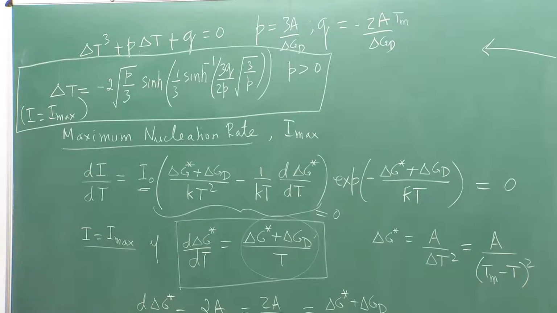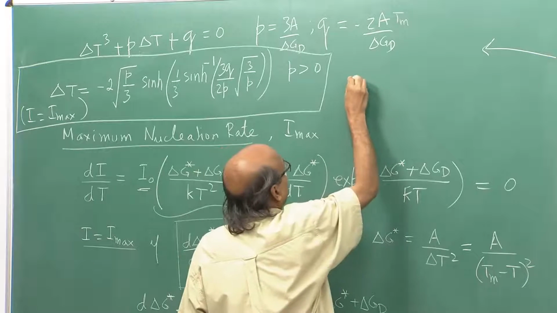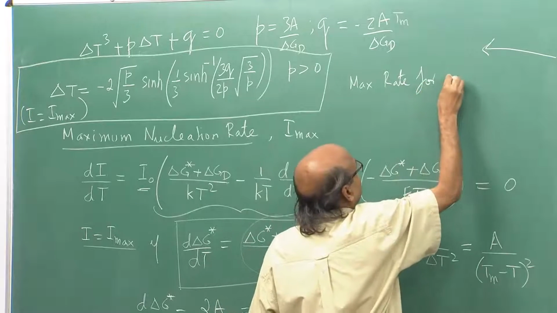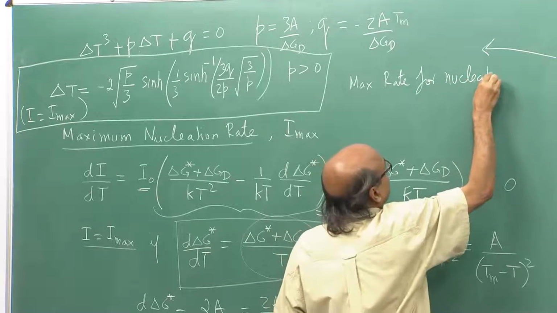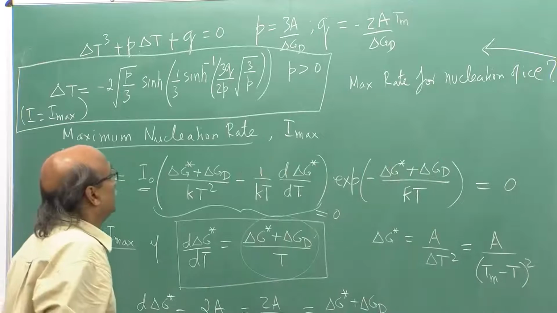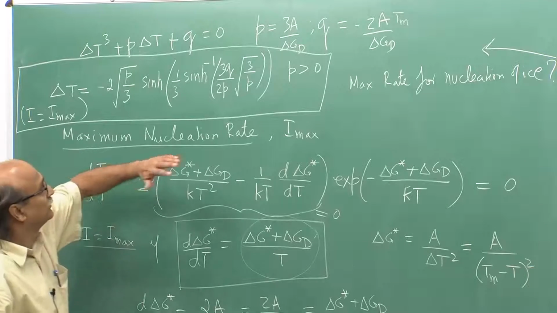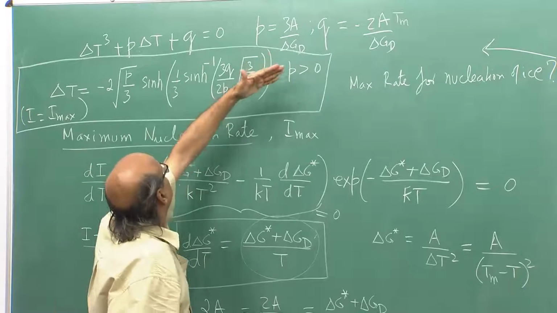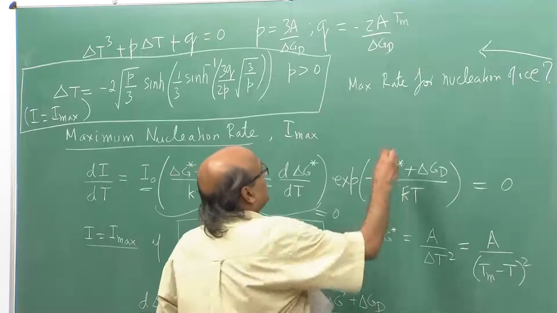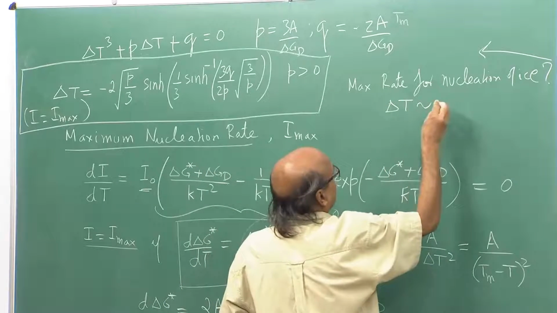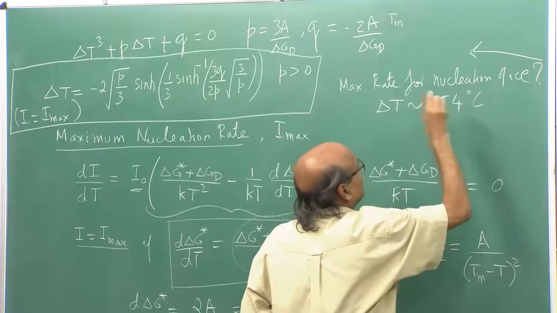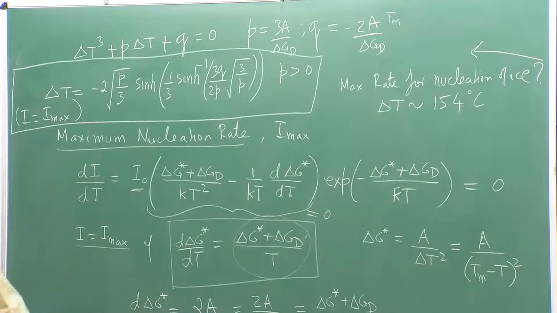If I do an estimation again for what is the maximum rate for nucleation of ice, well, plugging in the values for A, delta GD into this equation, solving it, we get delta T to be of the order of 154 degrees below 0, below the melting point.